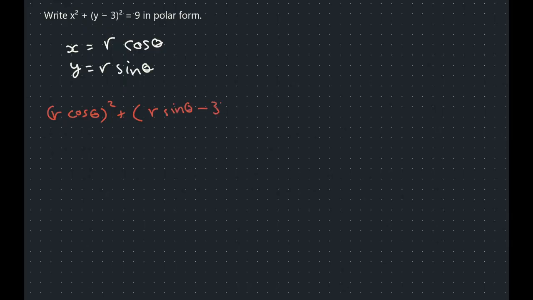And to solve this question, it's not very different. Let's remind ourselves that x is equal to r cosine theta and y is equal to r sine theta. And what we will do is just substitute these values. So instead of x squared, I will put r cosine theta all squared plus, instead of y, I will put r sine theta and of course minus 3 all squared, and this is equal to 9. The following step is just simple algebraic simplification.